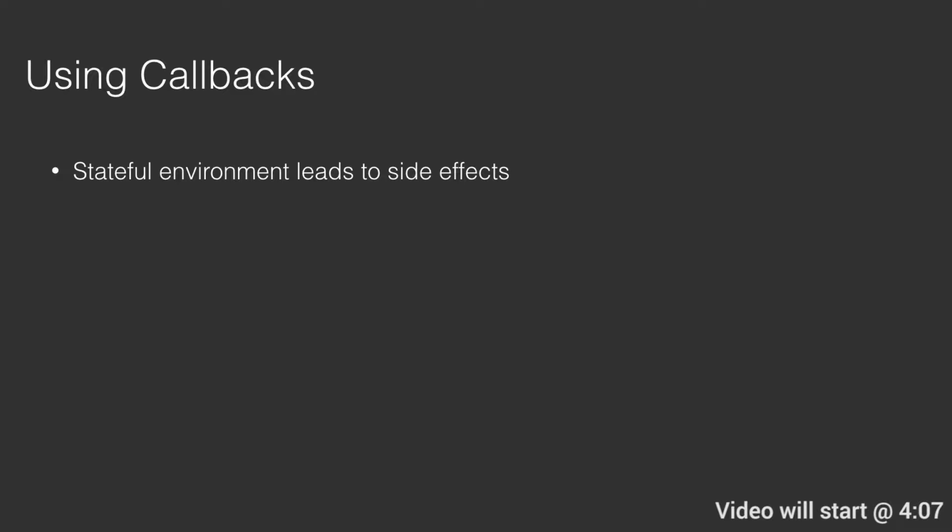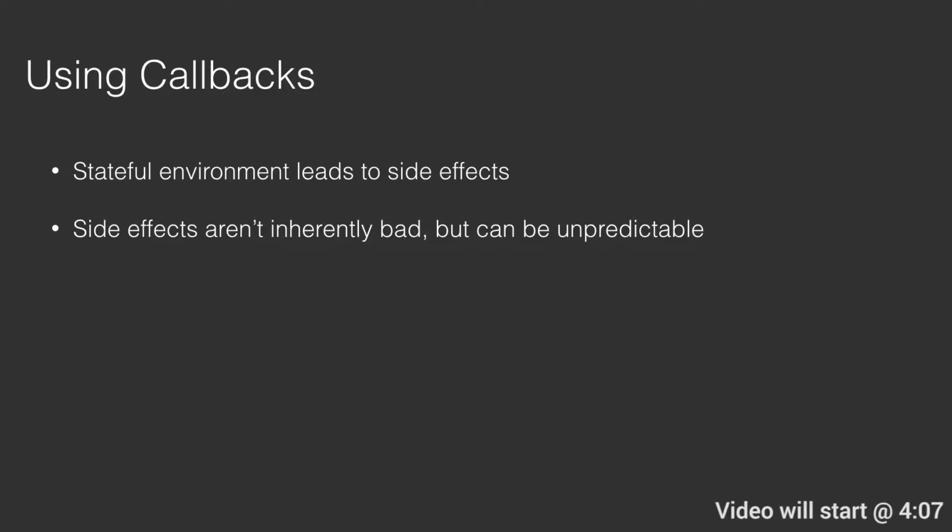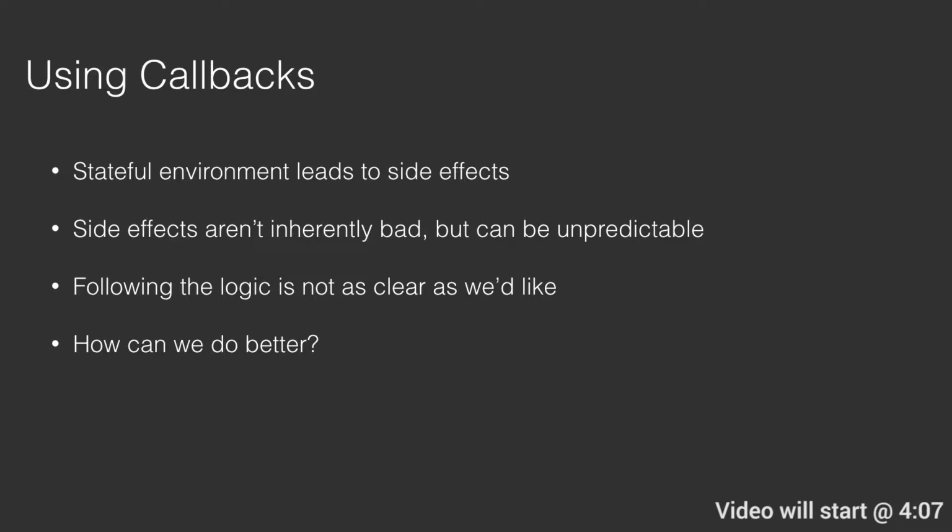So using callbacks, a lot of the time you deal with state, and that can lead to side effects, which in the functional programming definition are essentially state. They're not inherently bad, especially in imperative programming languages, because that's how a lot of stuff has to be done. But they can be unpredictable. It can lead to hard to debug scenarios, and following the logic isn't as clear as we'd like. So how can we do better?